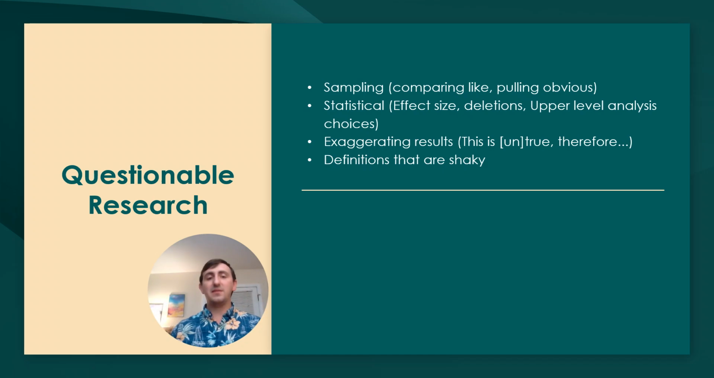So let's start with comparing like. Comparing like means comparing apples to apples and oranges to oranges, right? You don't want to compare groups that are so different that they don't have any common ground with your statistical questions. You want to make sure that you're finding the bridge point with your stats.